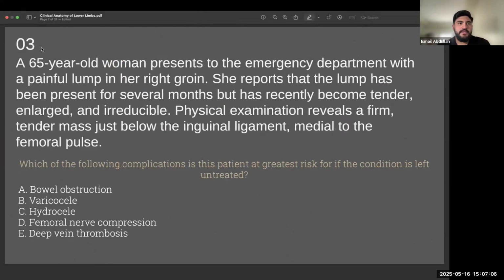So this is our third clinical scenario. We have a 65-year-old woman presenting to the emergency department with a painful lump in her right groin. She reports that the lump has been present for several months, but has recently become tender, enlarged, and irreducible. Physical examination reveals a firm, tender mass just below the inguinal ligament, medial to the femoral pulse. Which of the following complications is the patient at greatest risk for developing if left untreated?